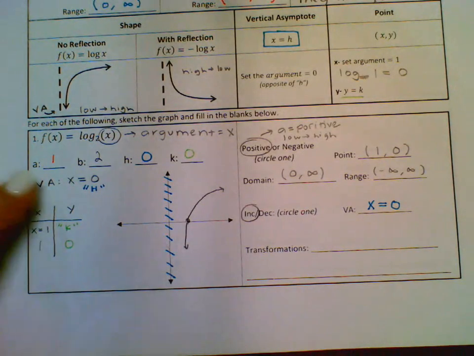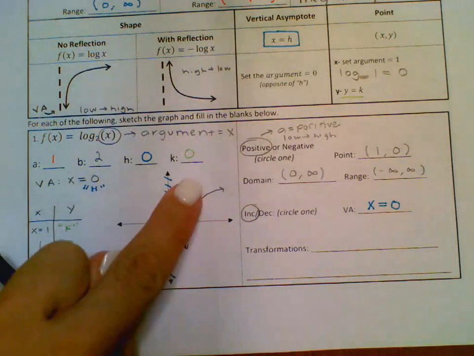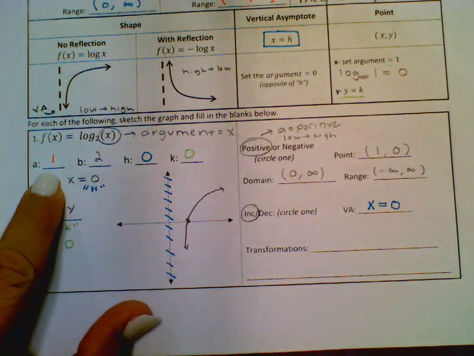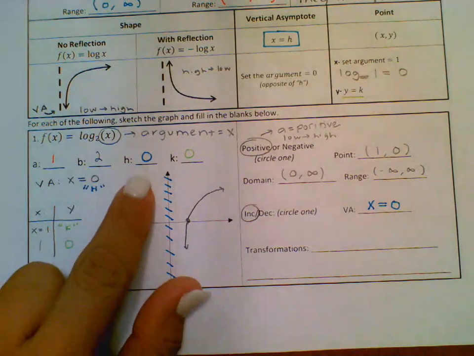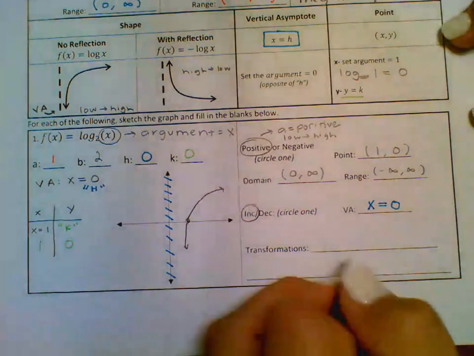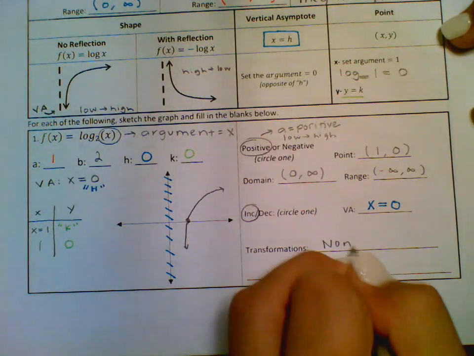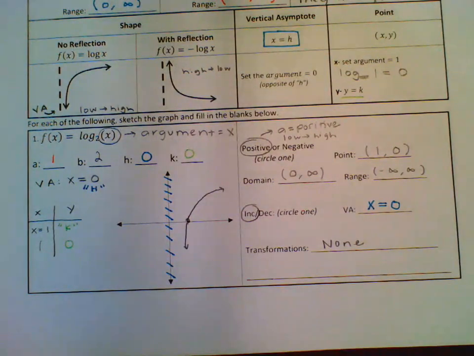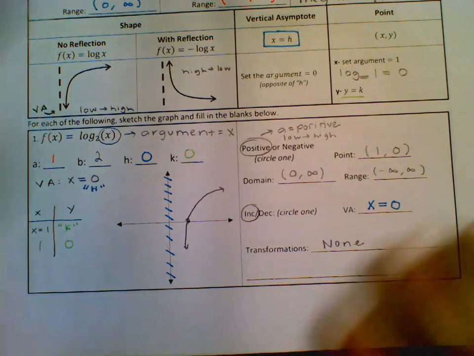And then for transformations, that's based on my a, my h, and my k. A is 1, that does not stretch or compress. H does not shift left or right, and K does not shift up or down. So in this case, there are no transformations. All right, so that is one of our graphs. Let's go on to the next page and do a few more together.